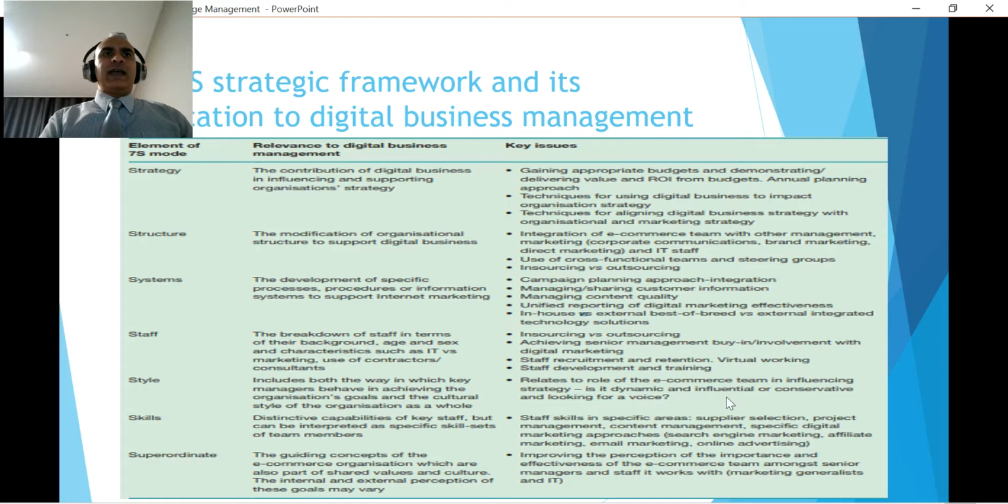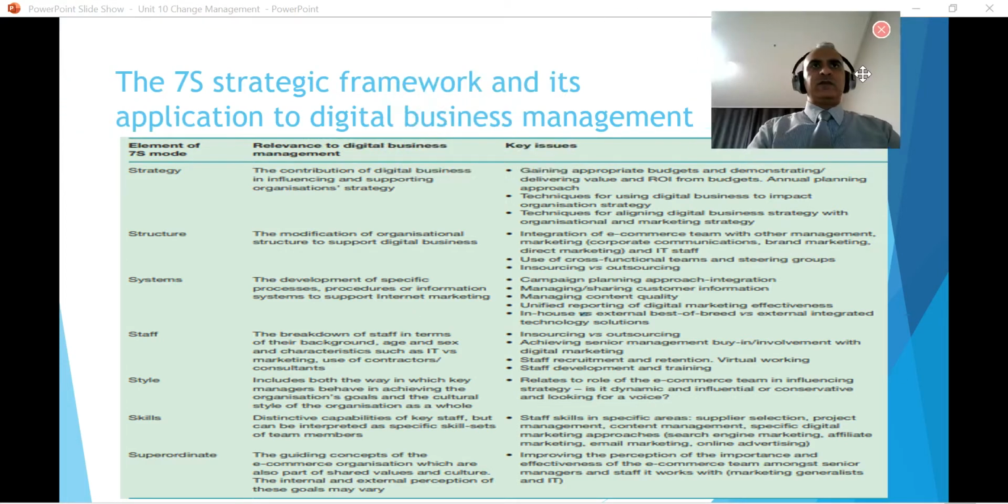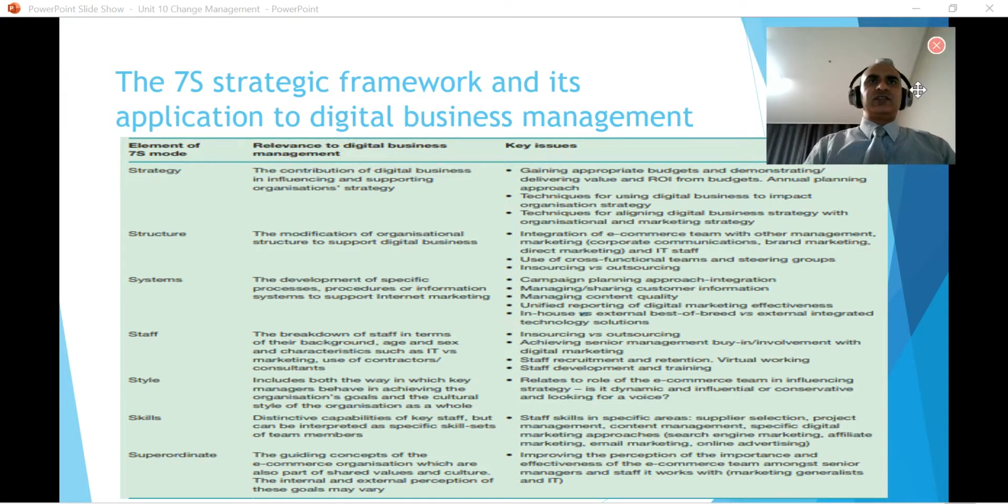Here we have, let me change myself to the other side, the 7S strategic framework and its application to digital business management. In this case, we need to understand the strategy, what we want to achieve out of this digitalization, and how we are going to plan the infrastructure and the systems. Who is going to be involved in terms of the structure, what systems are we going to need, and who is going to be working on that.